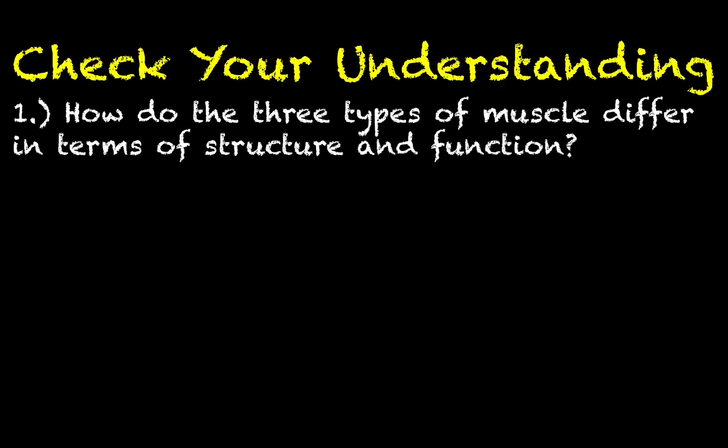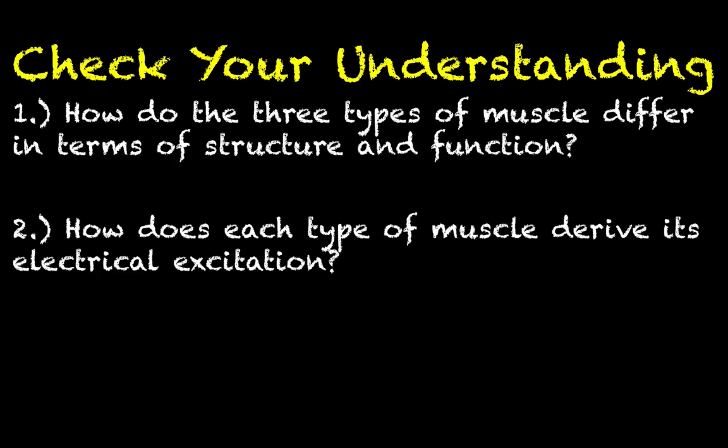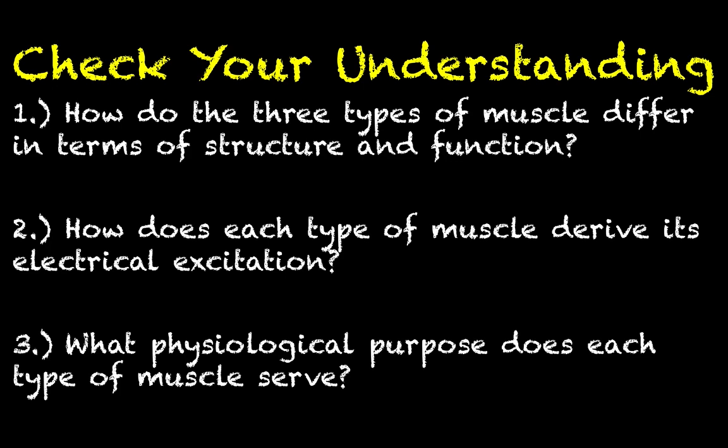And then for checking your understanding, number 1, how do the 3 types of muscle differ in terms of structure and function? Number 2, how does each type of muscle derive its electrical excitation? And number 3, what physiological purpose does each type of muscle serve?